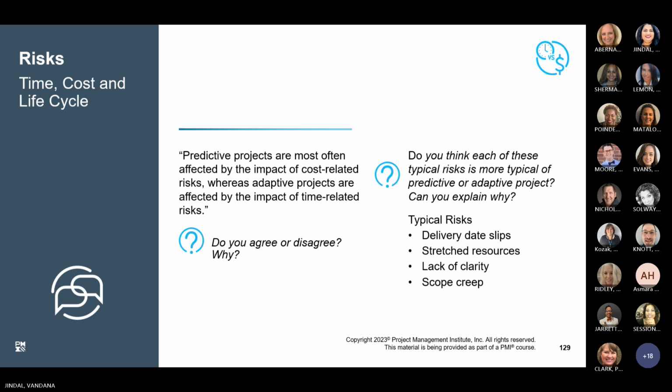Anybody want to answer this? I would say predictive, because you're planning everything at the very front end. You're not doing the sprints where you have a little more finite time and you've planned your iterations more succinctly. So in that case, delivery date slippage would be more likely to happen in predictive. Okay, good. And what about stretch resources? I would almost say the same thing, because you're not planning in shorter iterations. If you're doing all your planning upfront and your date slipped, this whole thing starts to become a snowball effect. So I would say stretch resources would also be a predictive problem.